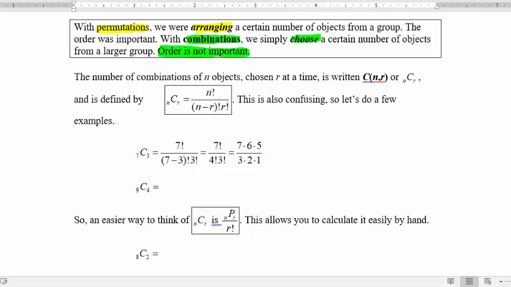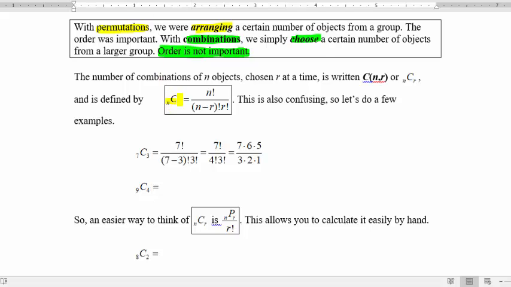So if I had AB in a permutation, BA would be different, right? AB and BA, if I'm dealing with permutations, they're different. But if I have AB or BA in a combination, order doesn't matter, so they're the same thing. So that's the idea.